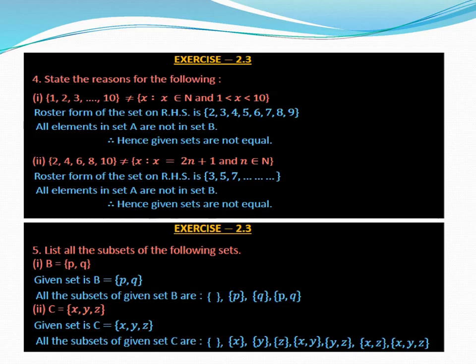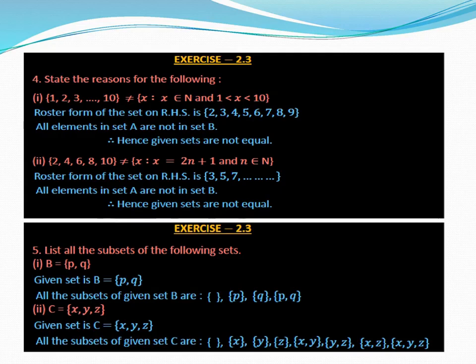The roster form of the set on RHS is {2, 3, ...}. Write the elements x between 1 and 10. So 2, 3, 4, 5, 6, 7, 8, 9. All the elements in set A are not in set B. The set A contains 1 to 10, but set B contains 2 to 9. So hence the given sets are not equal.